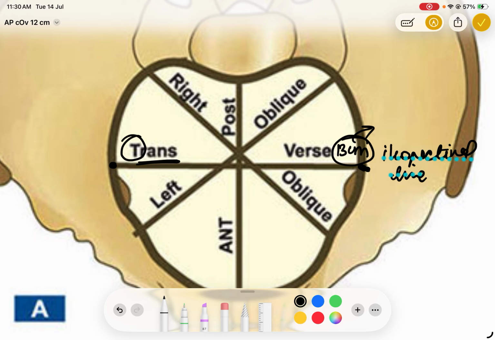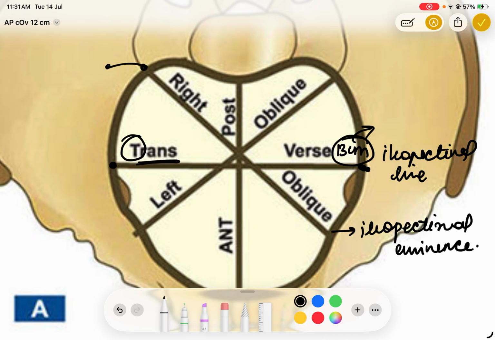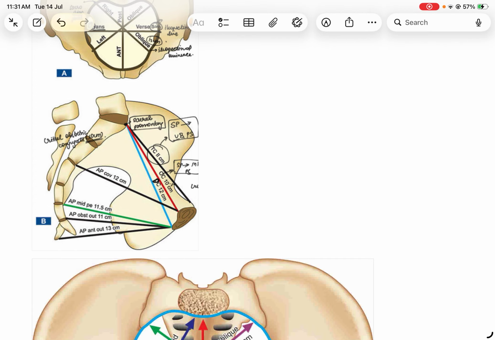An oblique means distance between the sacroiliac joint on one side to the iliopectineal eminence on the other side. So this is the iliopectineal eminence, and this is the sacroiliac joint, and it is 12 centimeter. Now we have done pelvic inlet, pelvic brim.